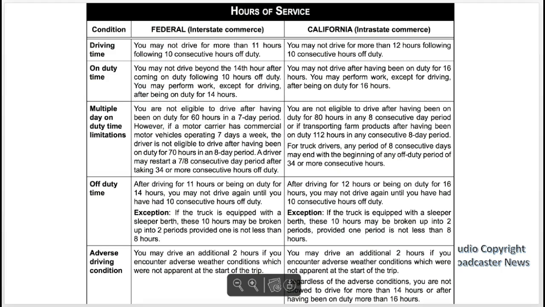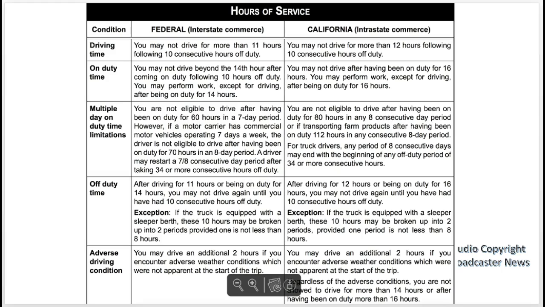Now, on-duty time. If you are federal or interstate, going out of state, you may not drive beyond the 14th hour after coming on duty following 10 hours off duty. You may perform work, except for driving, after being on duty for 14 hours. Now, if you're intrastate, California only, you may not drive after having been on duty for 16 hours. You may perform work, except for driving, after being on duty for 16 hours.